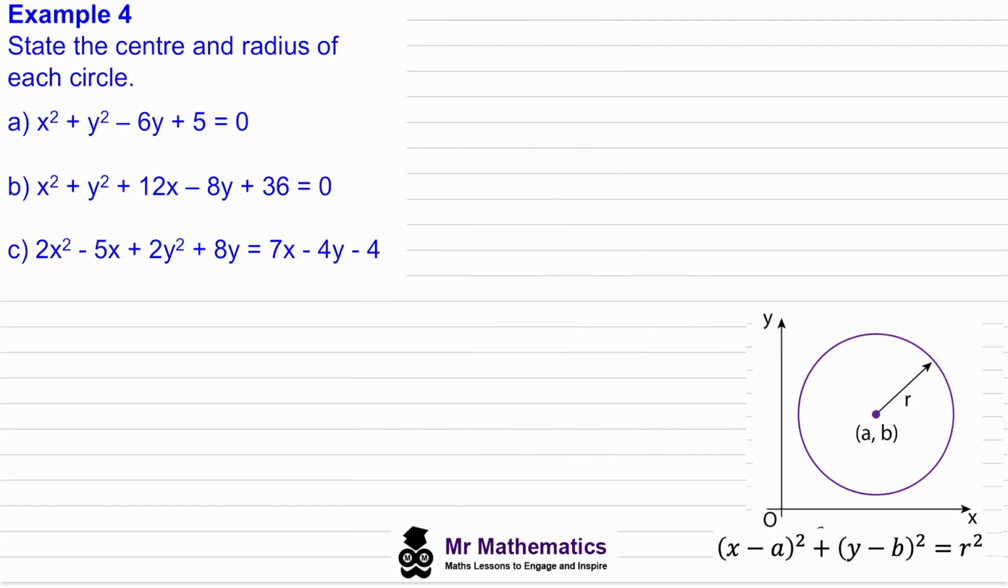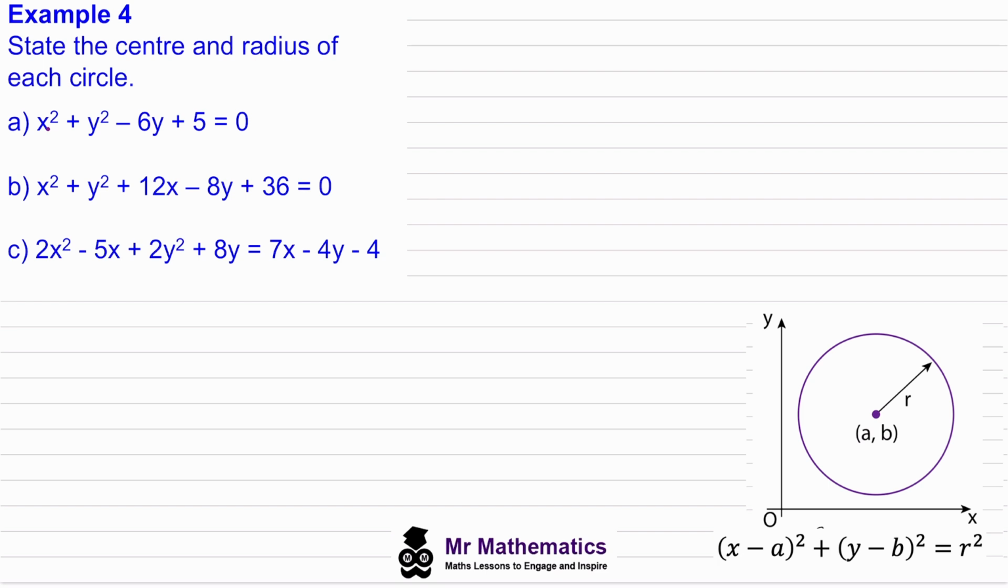Okay, so for example 4, we've been asked to state the centre and the radius of each of these circles. And these are presented in the expanded form. You can see that the original form has brackets, and in this form the brackets have been expanded out. So we need to go back from this form to our general form here. And we can do this by using the method of completing the square.